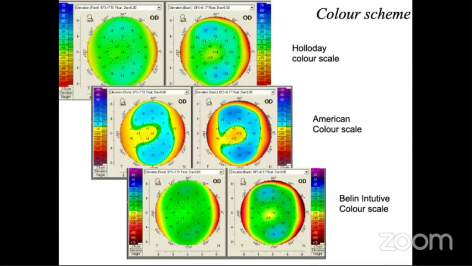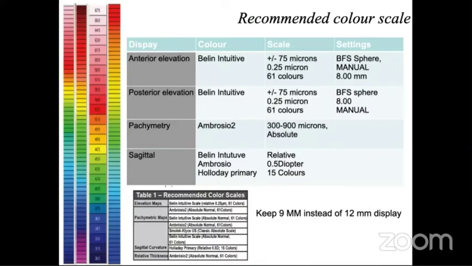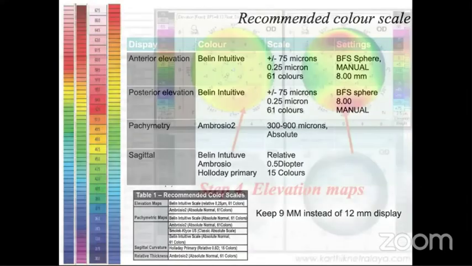Now again, these are anterior and posterior elevation maps. What is different is basically the color scales that they are displayed in. Again, these are anterior and posterior maps of this very same cornea. The difference is the upper one is 25 microns apart, the middle is 10 microns, and the lower is 5 microns apart. So the closer the steps, the more obvious are the details. It's always good to have smaller steps when you're trying to screen for FFKC on a refractive screening platform. Now these are the recommendations as provided by Professor Belin.